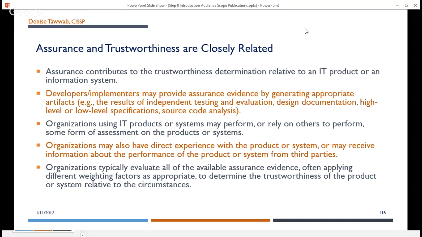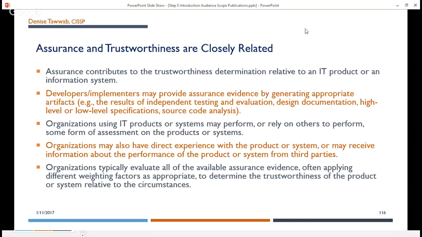Assurance and trustworthiness are closely related. Assurance contributes to the trustworthiness determination relative to an IT product or information system. Developers and implementers may provide assurance evidence by generating the results of independent testing and evaluation, design documentation, high-level or low-level specifications, source code analysis.